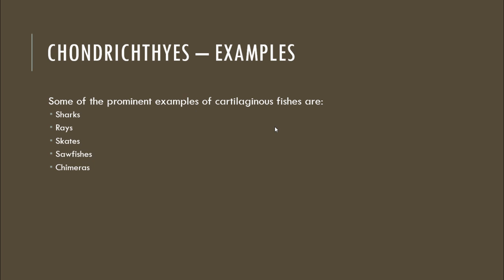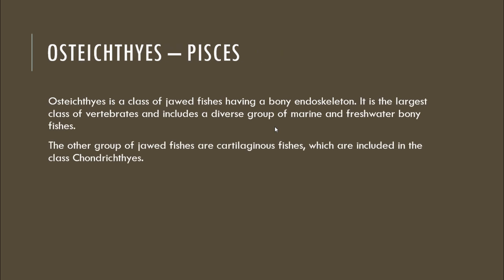So shark was a cartilaginous fish. Don't forget that. Then the bony fishes now. So Osteichthyes is a class of jawed fishes having bone in the skeleton. Don't forget, Chondrichthyes have what? Cartilaginous in the skeleton. It is the largest class of vertebrates and includes a diverse group of marine and freshwater bony fishes.